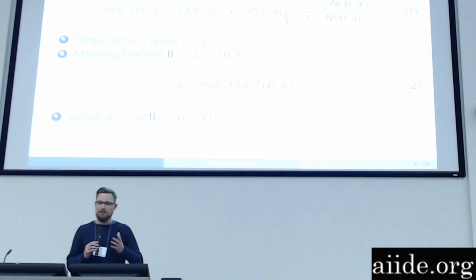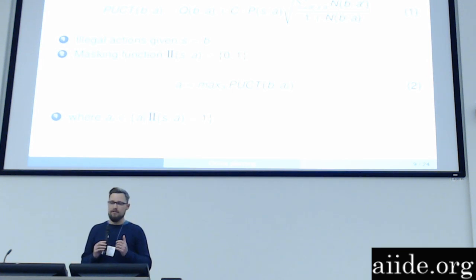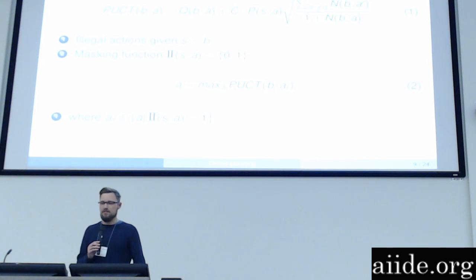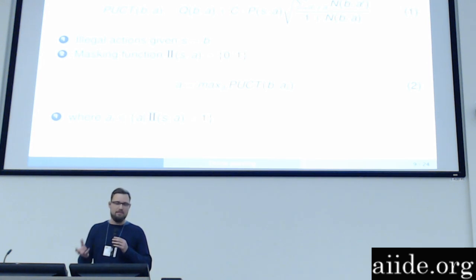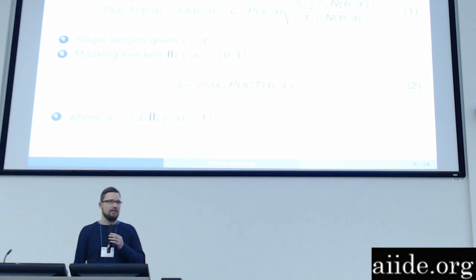So, as I mentioned, I want to combine this with an offline learning approach, and I use UCT, which is the equation you see here. This is exactly what has been done in AlphaGo. The only modification that we make is that we use a masking function, which just eliminates the actions that are illegal. This is provided by the game model.